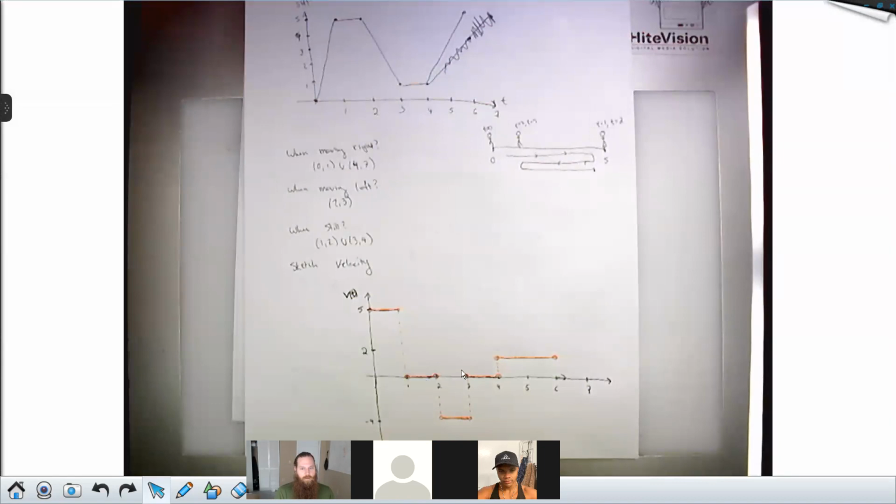So yeah, here and here we're standing still. Our velocities were 0. Here and here we are moving to the right. Our velocities are positive. And right here we are moving to the left, where our velocity is negative.